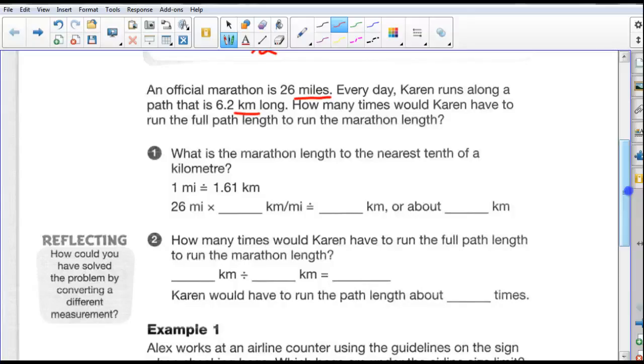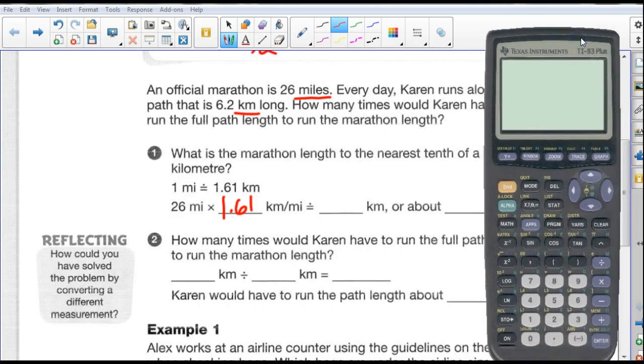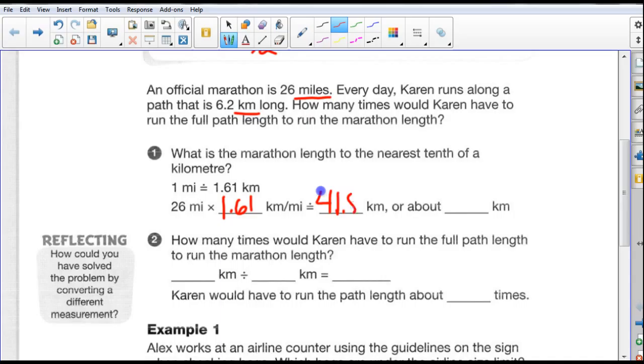What is the marathon length to the nearest tenth of a kilometer? 1 mile is 1.6 kilometers, so 26 miles times 1.61 kilometers per mile. Let's take our calculator. Let's turn it on. And let's go 26 times 1.61. That is what the conversion ratio is in the back of your book. And we get 41.86 kilometers, or about 42 kilometers.